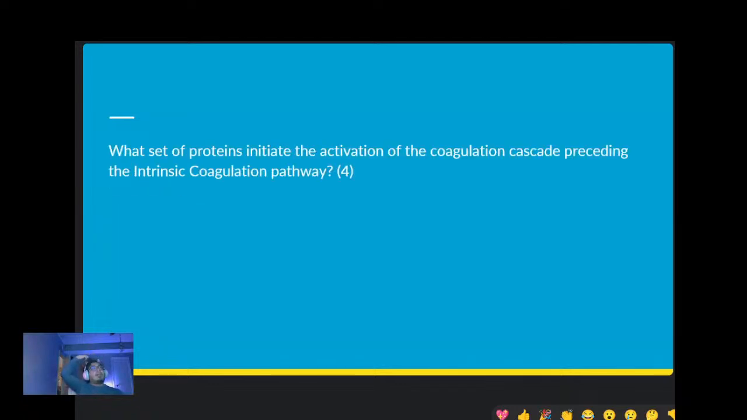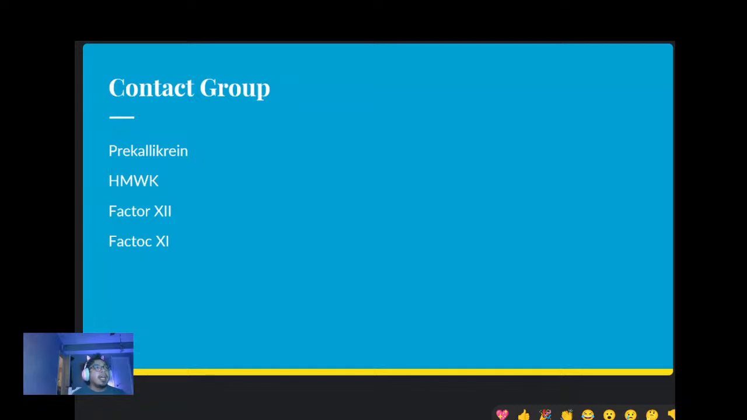coagulation cascade, I think that's the next slide, please. Okay, what set of proteins initiate the activation of the coagulation cascade preceding the intrinsic coagulation pathway? So before the intrinsic coagulation pathway starts, you need to have a contact group reaction muna. That's the reason why we have to have the contact group. Now, the contact group starts with prekallikrein, high molecular weight kininogen, and factor 12 and factor 11. Okay, this is known as your contact group. Now, next question. Contact group molecules react to what? I think that's the next question, right?